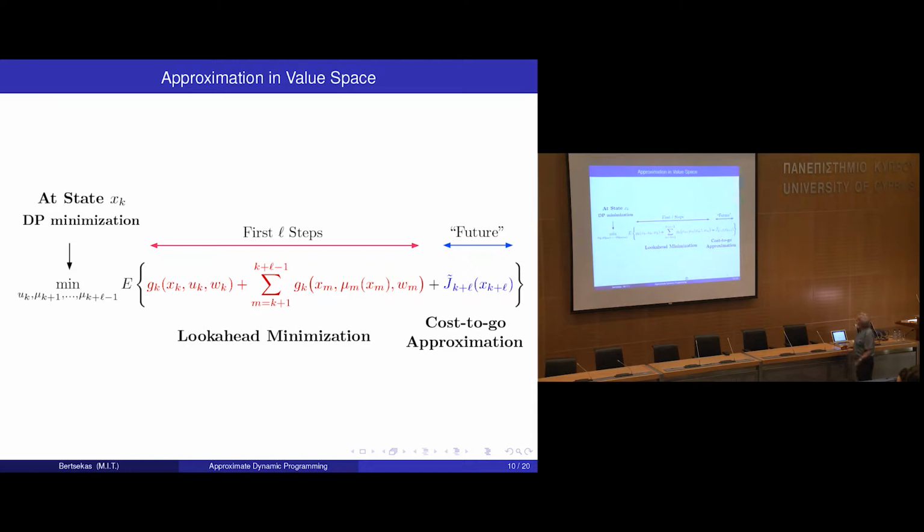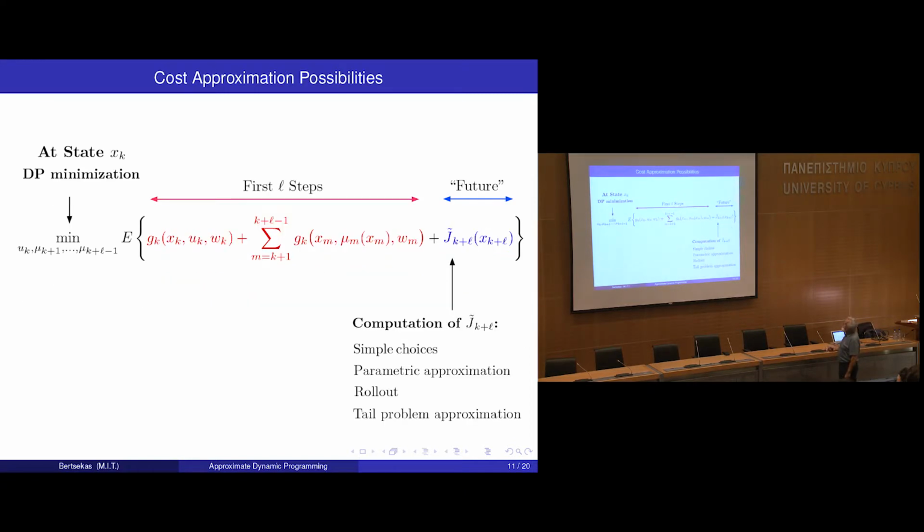Now, let me summarize some of the cost approximation possibilities within this picture. Okay, so we are at state xk, and we want to calculate a control, and we formulate this L-step look-ahead problem. This is the minimization, and then the first question is, how do you approximate this Jk with some J tilde? And here are some of the options.